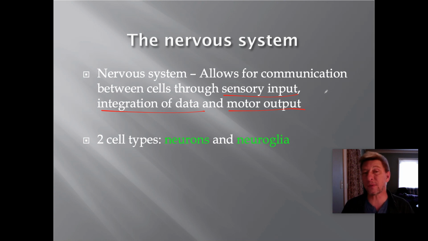Now, there are two types of cells in the nervous system. There are neurons and neuroglia. Now, the neurons are the ones that get all the glory. They're the superstars, if you will. They're the ones that actually carry the messages from one part of the body to the next, or perhaps within the brain. But the neuroglia are the unsung heroes. These are the cells that actually support the neurons. All right, they take care of the neurons, and without them, the neurons would be in a lot of trouble.